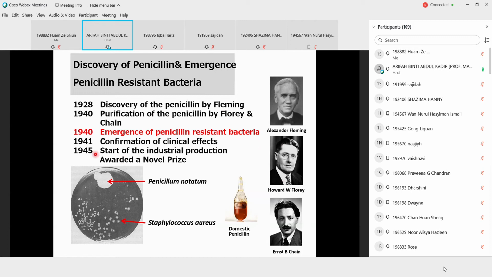And then in 1941, confirmation of the clinical effects. Only after 1 year, they discovered the clinical effects, and they started production in 1945. And Sir Alexander Fleming was awarded the Nobel Prize.